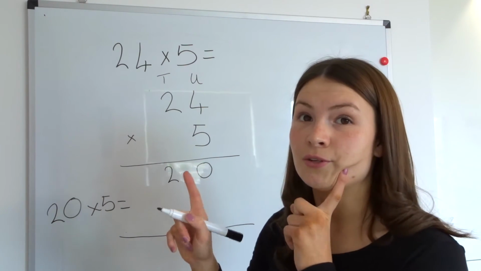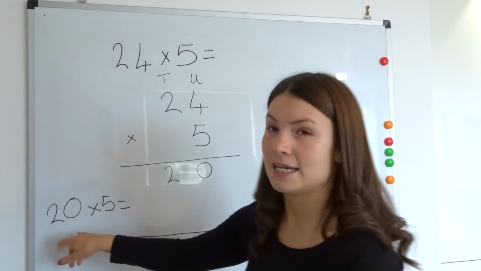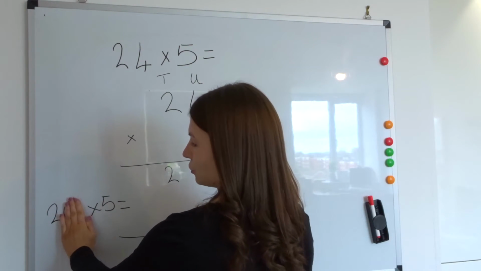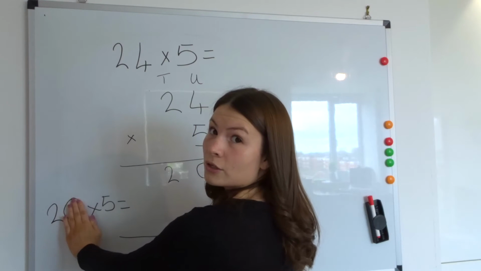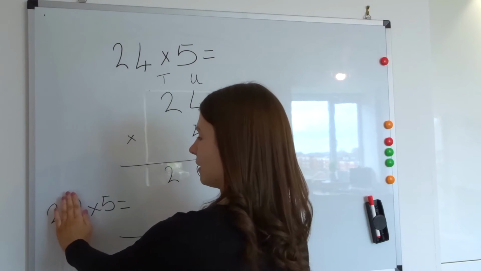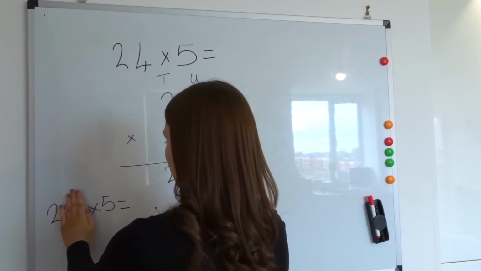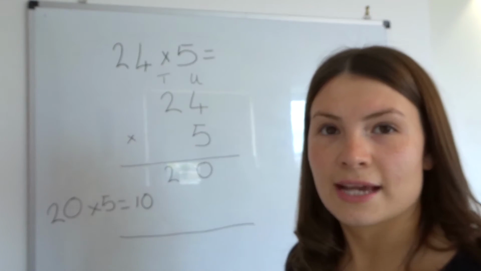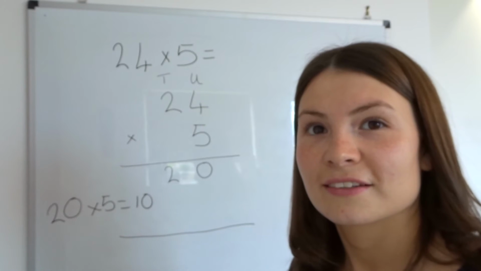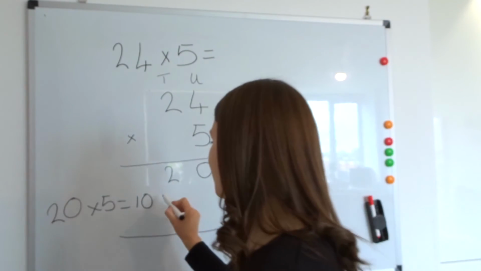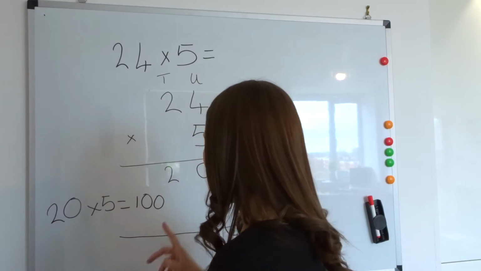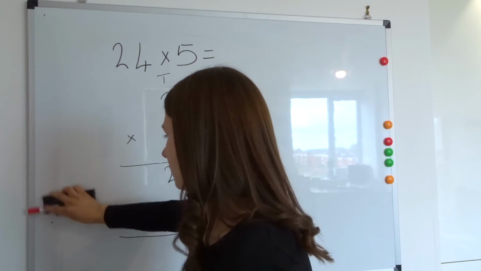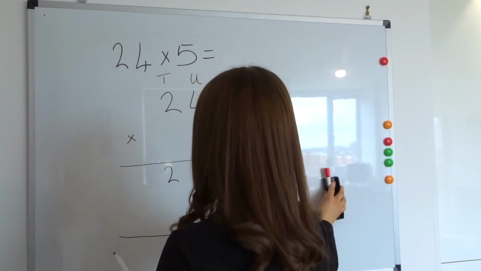So what I'm going to do is I'm going to make 20 10 times smaller so that it's now 2 times 5. What is 2 times 5? That's it, 10. And then I need to make 10 times bigger. Good, 100, well done. So our answer is 100. Now just rub that out because it's in the way.